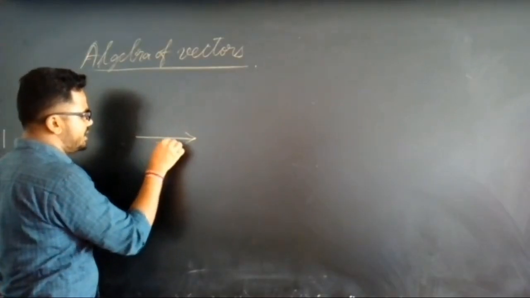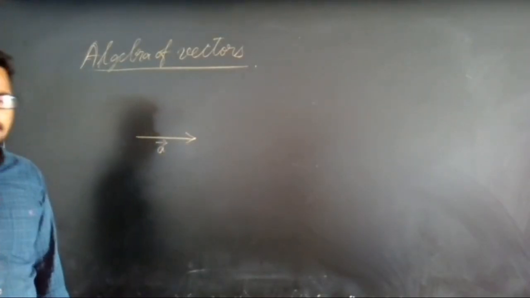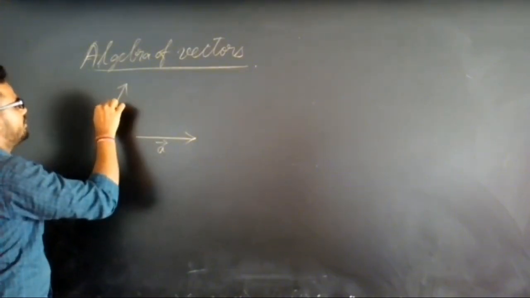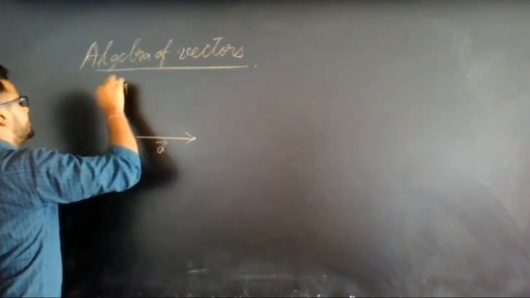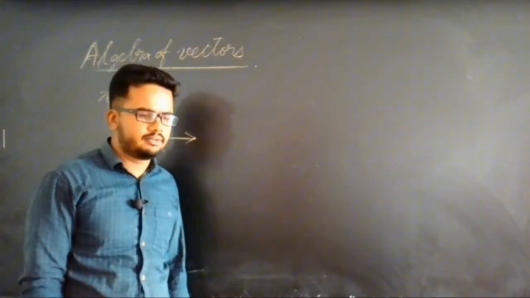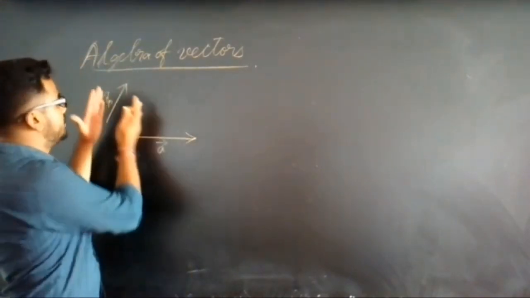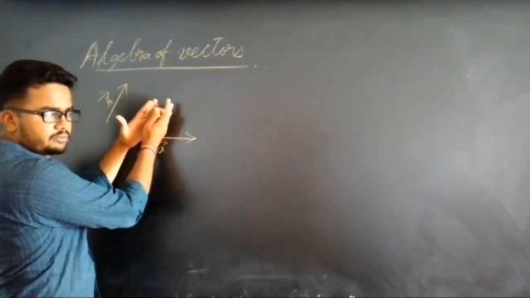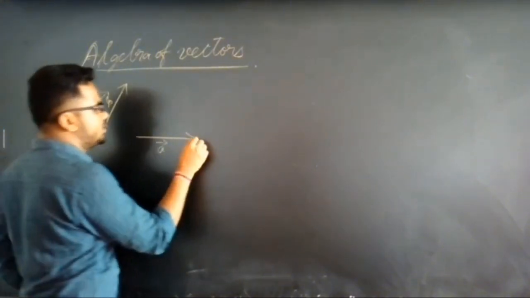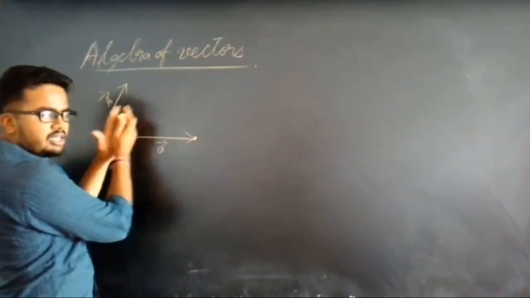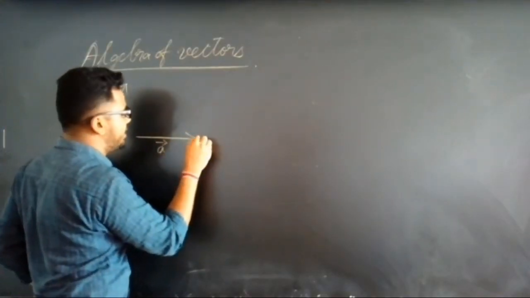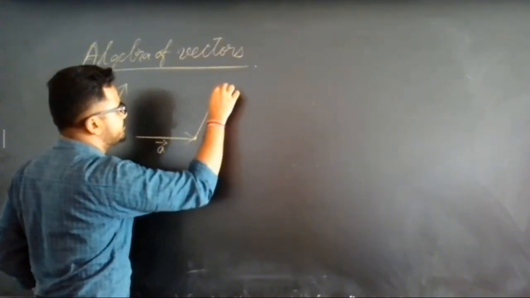Now you know already well about vector A. Let me consider one more vector, vector B. Now let me do one thing. Let me bring this vector to this position. Let me transfer it from this place to this place. Okay, then vector B is coming here.